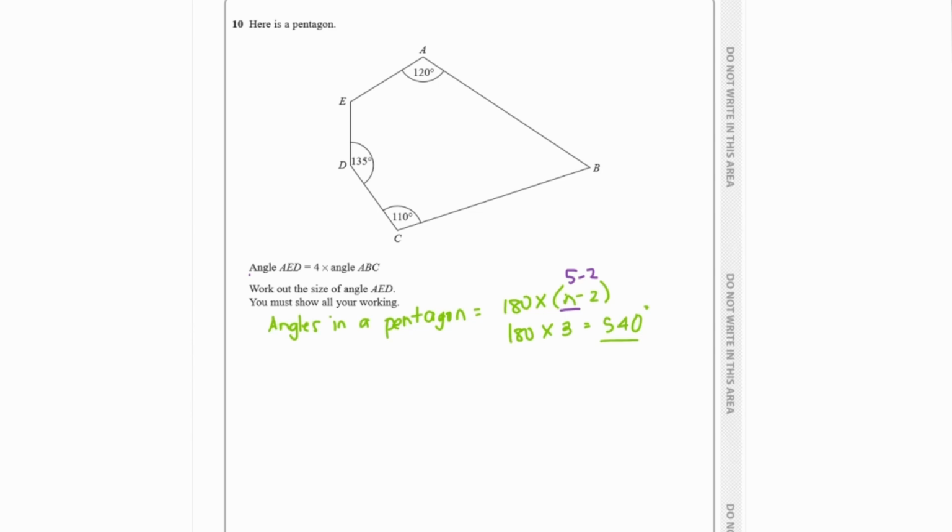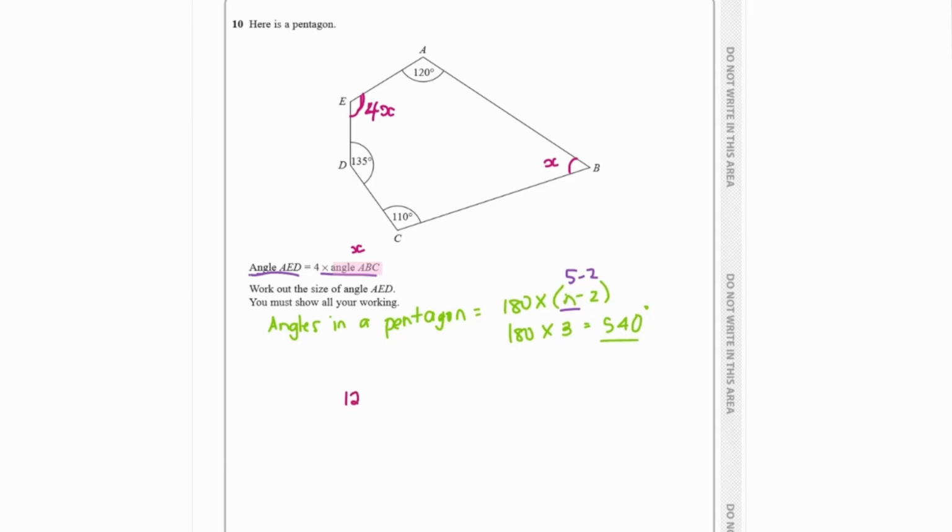The other piece of information that we've been given is that angle AED is equal to 4 times the angle ABC. We do not know the value of any of these angles, so for now we can just call angle ABC x, and so if angle ABC is x, that would mean angle AED is equal to 4 times x, which would be 4x. So what we can do now is, using all these angles, form an equation and then solve the equation to find x.